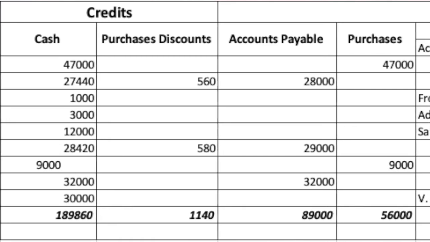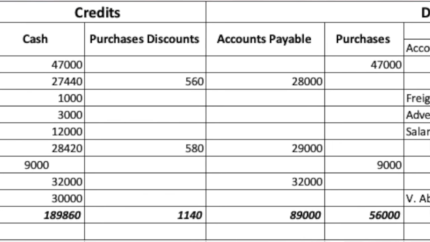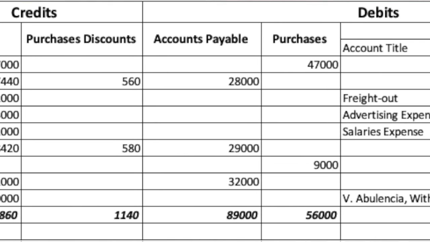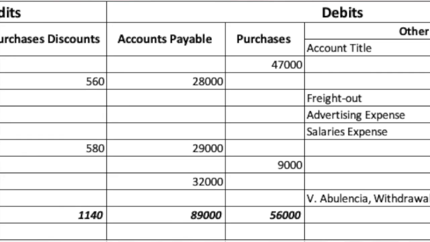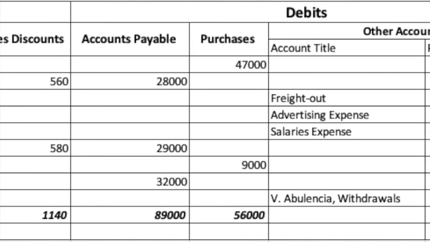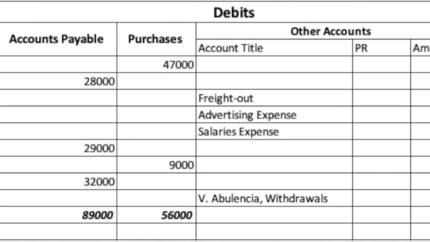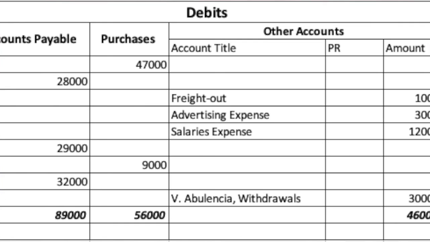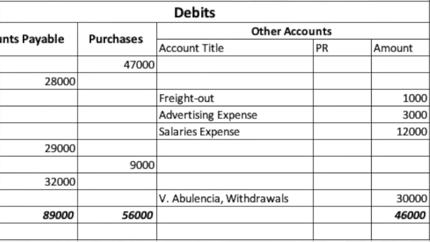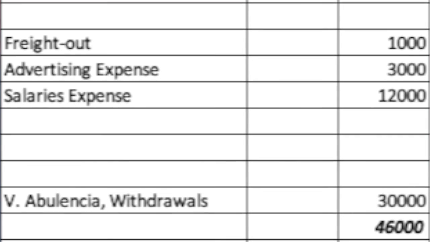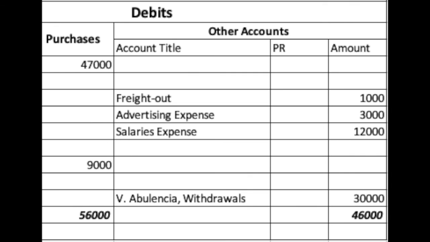Sa cash payments journal, on the credit side, cash, 189,860. Purchases discounts, 1,140. On the debit side, accounts payable, 89,000. We have also purchases, 56,000. Total freight out, 1,000. Advertising expense, 3,000. Salaries expense, 12,000. And V. Abulancia withdrawals, 30,000. The total of other accounts in our cash payments journal is 46,000.